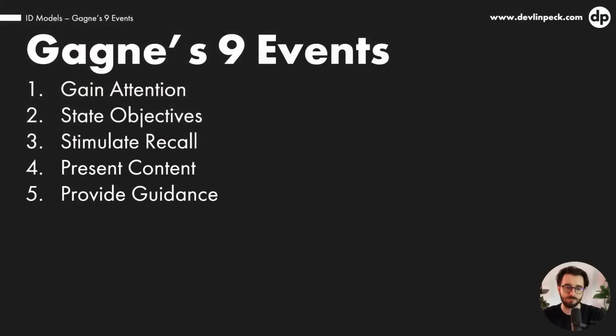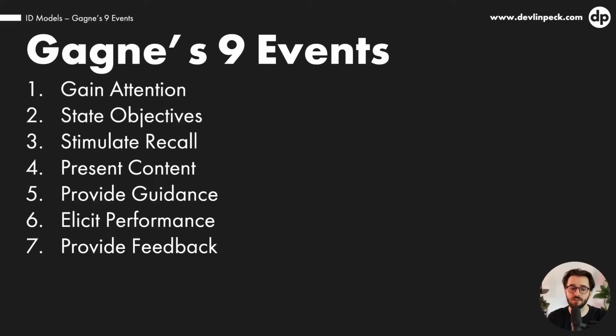Present content that's self-explanatory. Provide guidance. That's just some helpful mnemonics and study suggestions, things like that. Giving people guidance to help them actually learn the material better. Elicit performance is another way of saying providing practice opportunities. This is essential. It's one of my favorite instructional design strategies because of how effective it is. And it is paired very closely with providing feedback, right? You want to give people feedback so that they know if they're doing well or not. You don't want them to practice doing the wrong thing.